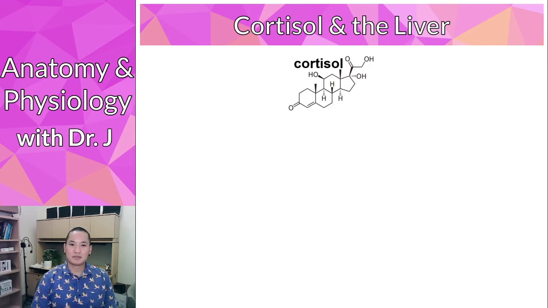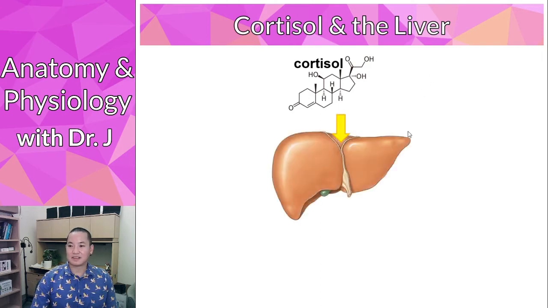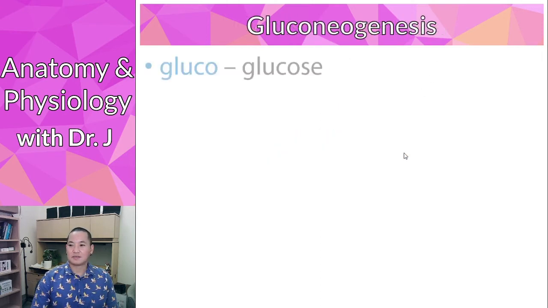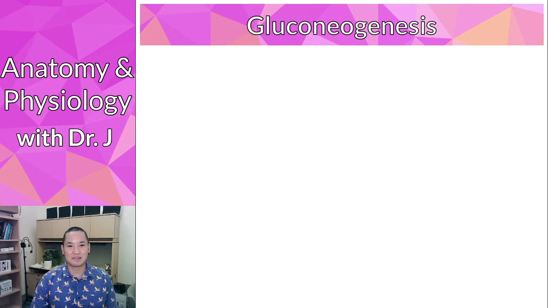So what does it do to the organ we call the liver? What we have here is the liver, and what does cortisol do? Well, it does many things, and one of them is gluconeogenesis. I know it sounds like a big, scary word, but it's really great, because if you break this word down into root words, prefixes and suffixes, you can kind of get what it's getting at.